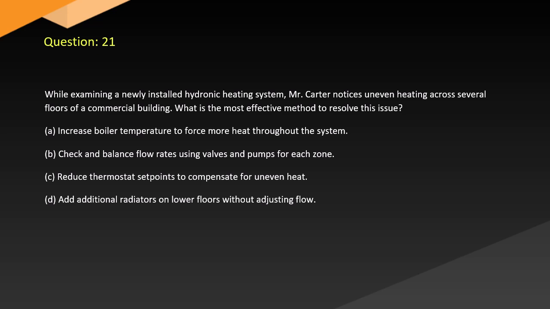Question 21. While examining a newly installed hydronic heating system, Carter notices uneven heating across several floors of a commercial building. What is the most effective method to resolve this issue? A. Increase boiler temperature to force more heat throughout the system. B. Check and balance flow rates using valves and pumps for each zone. C. Reduce thermostat set points to compensate for uneven heat. D. Add additional radiators on low floors without adjusting flow.